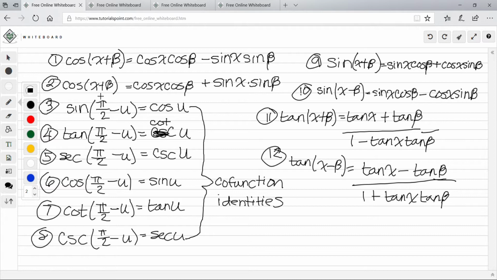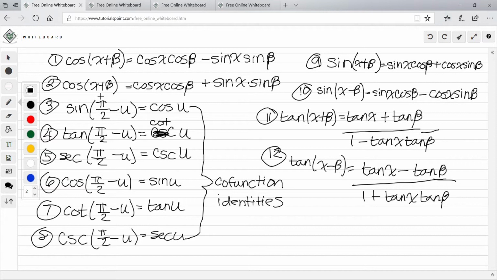Number 4 is tangent of pi half minus u equals cotangent u. Number 5 is secant of pi half minus u equals cosecant u. Number 6 is cosine of pi half minus u equals sine of u. Number 7 is cotangent of pi half minus u equals tangent of u. Number 8 is cosecant of pi half minus u equals secant u. So numbers 3 to 8 are the cofunction identities.